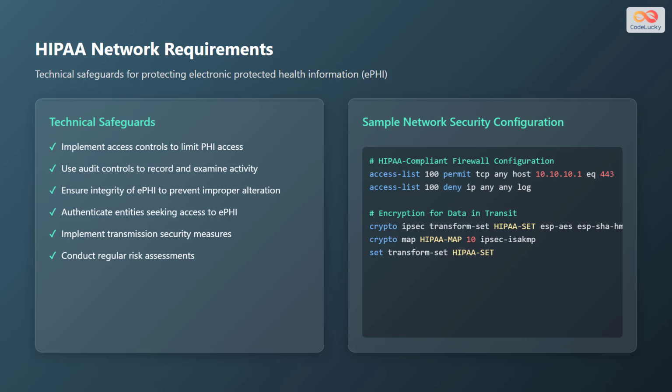Fourth, authenticate entities seeking access to electronic protected health information. Fifth, implement transmission security measures to protect electronic protected health information during electronic transmission. Sixth, conduct regular risk assessments to identify potential vulnerabilities and risks to EPHI. On the right is an example of the network security configuration. It shows a sample firewall configuration and encryption for data in transit, which is critical for compliance with Health Insurance Portability and Accountability Act. These configurations are designed to ensure that only authorized traffic is allowed and that data is protected both at rest and in transit.